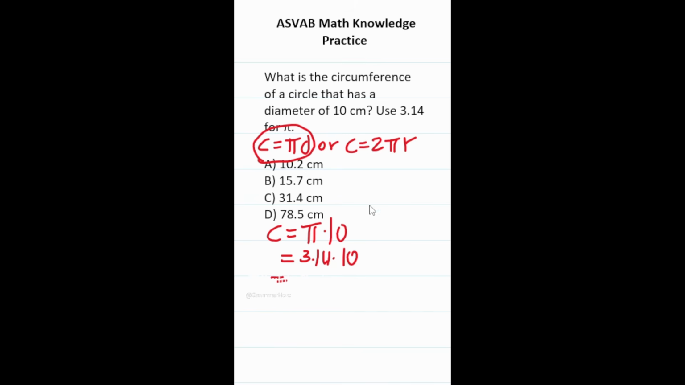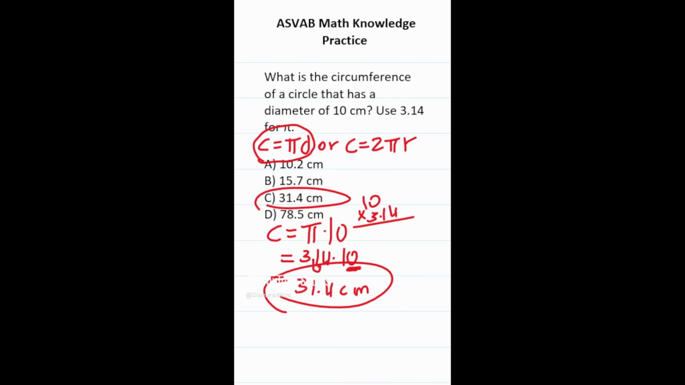Again, you could do this like this, 10 times 3.14, but you should be able to do this one mentally. When you multiply something by a power of 10, you move that decimal to the right according to how many zeros there are in the power of 10. So we're going to shift this one place to the right. 3.14 times 10 is 31.4. So the correct answer to this one is going to be C, 31.4 centimeters.